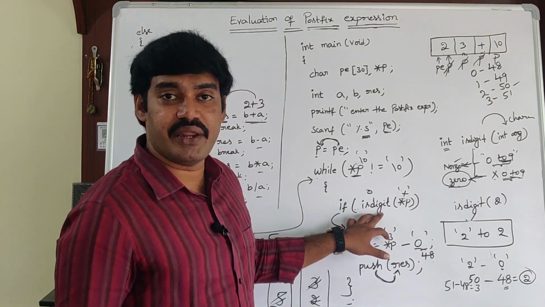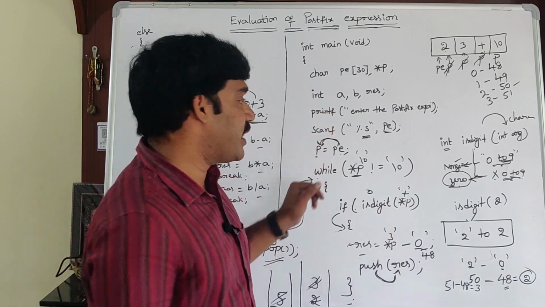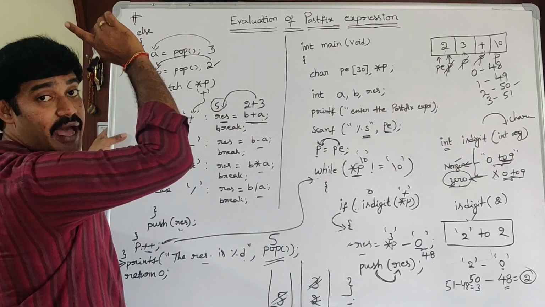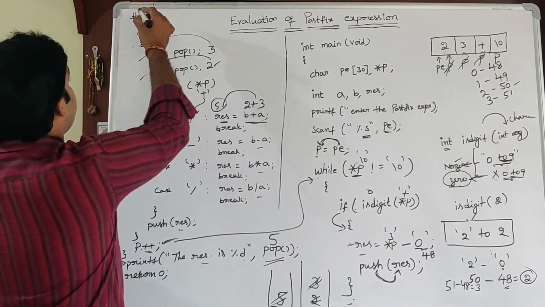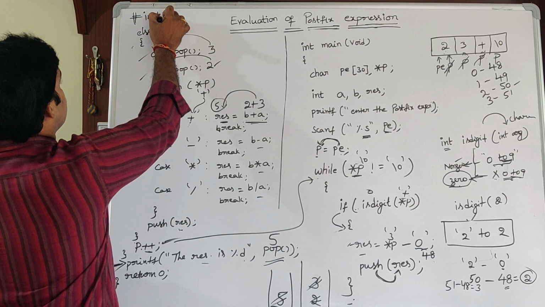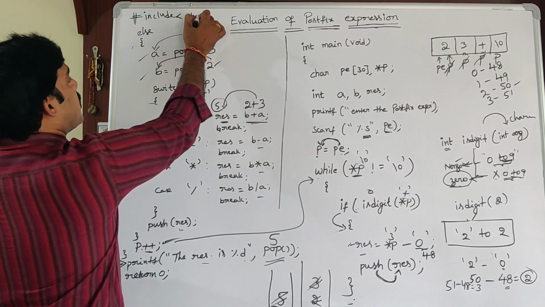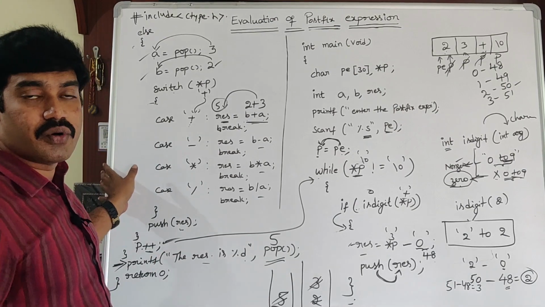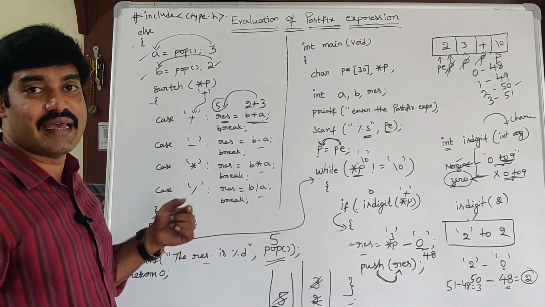isdigit is a predefined function defined in which header file? The ctype.h header file. So after #include stdio.h, next write #include ctype.h. This is the program to evaluate the postfix expression.